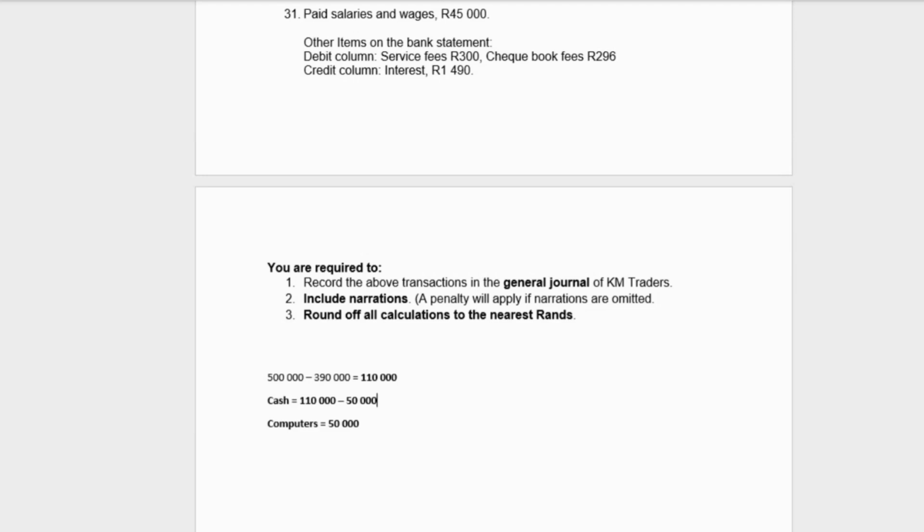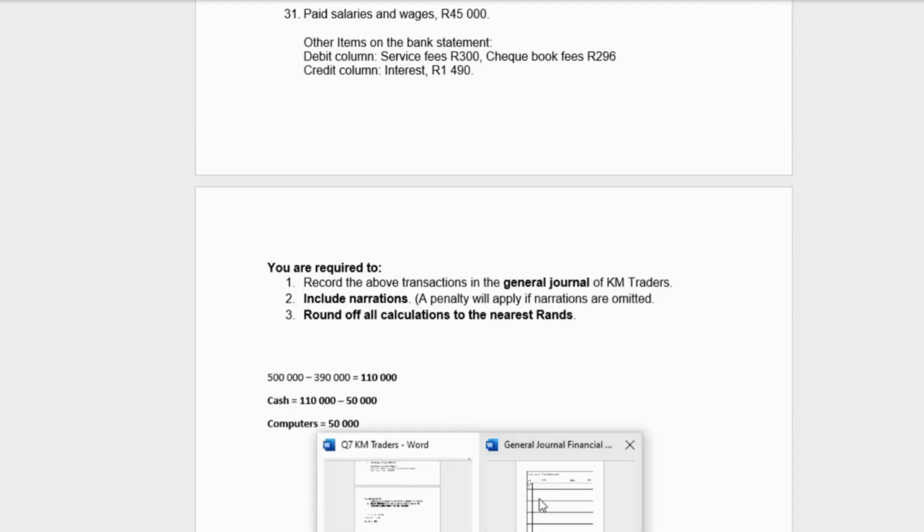50,000. So how do we record this transaction, right? Remember, equipment is an asset. Bank, which is cash, is an asset as well, and they are increasing because there's an increase in contribution of the capital through these assets. So whenever assets are increasing, we debit them.